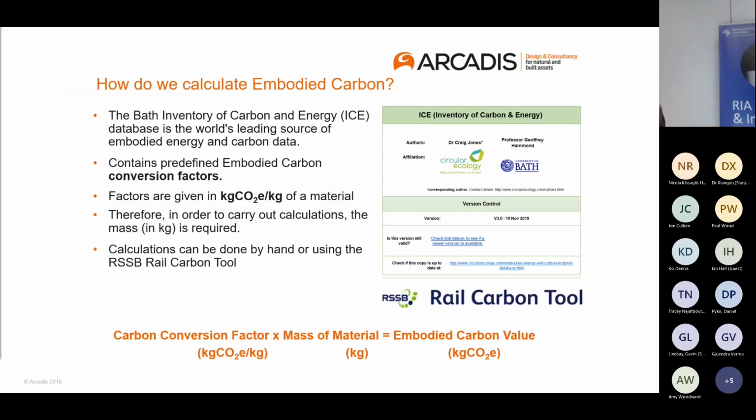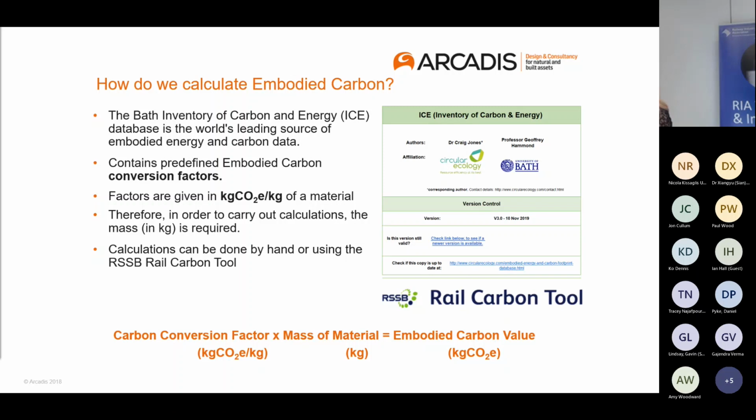So how do we calculate it? The Bath Inventory of Carbon and Energy database, we're up to version 3 now, is the world's leading source of embodied carbon energy and data. This inventory contains all predefined embodied carbon conversion terms in terms of that CO2 equivalent that I mentioned before. All of the factors are given in kilograms of CO2 equivalent per kilogram.